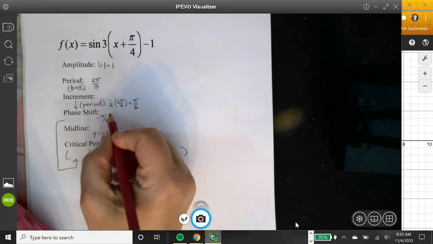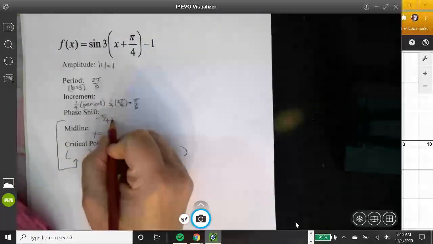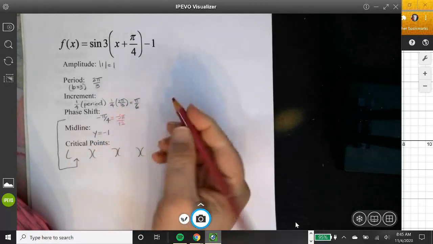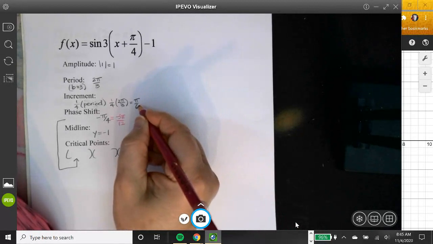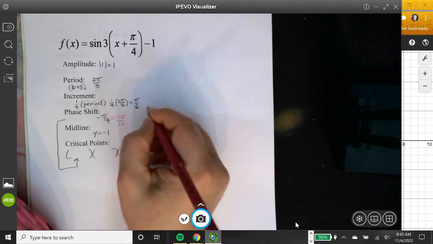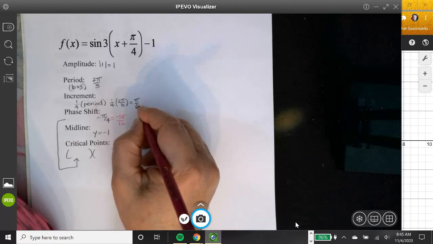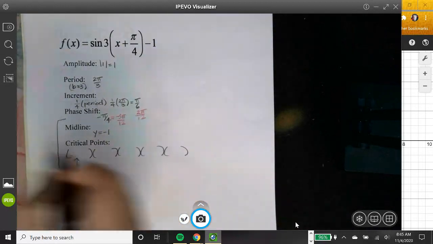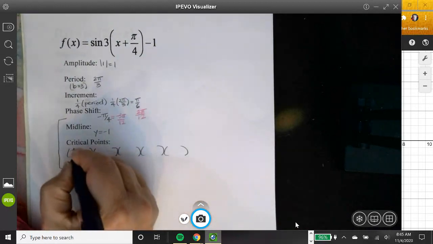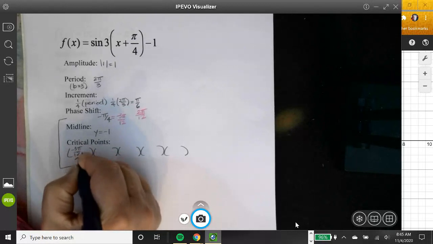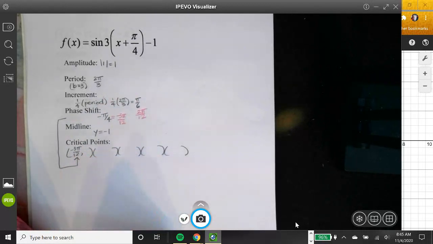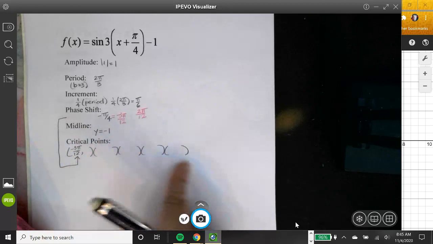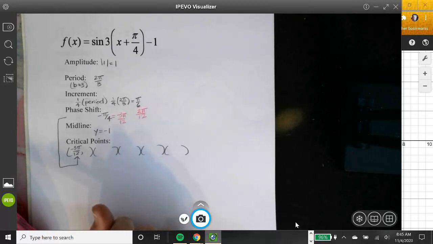So how do I change this to 12ths? Well, I'm going to multiply everything by 3 over 3, right? So that'll be negative 3 pi over 12. What is the increment going to be if I make the denominator 12? Well, it's going to be multiplying the top and the bottom by 2, which would be 2 pi over 12. And so we're going to start at the phase shift, which is now negative 3 pi over 12, which I know is negative pi over 4. But I'm not testing whether you can reduce fractions. I'm just testing whether you can graph using increments and all of that stuff.